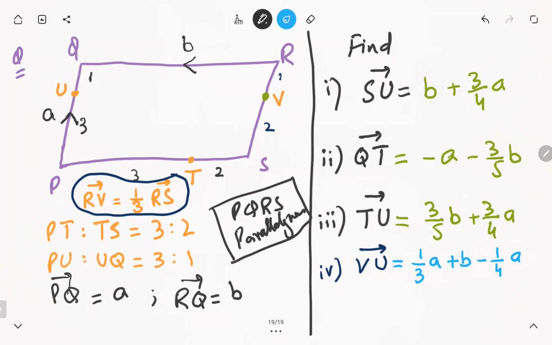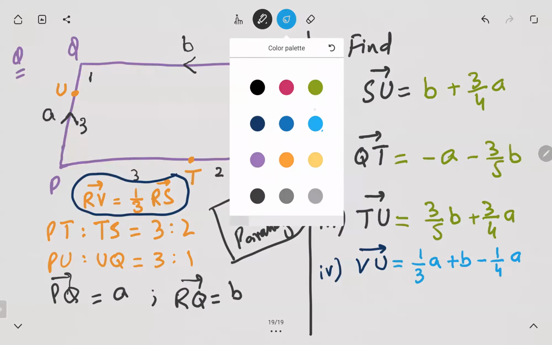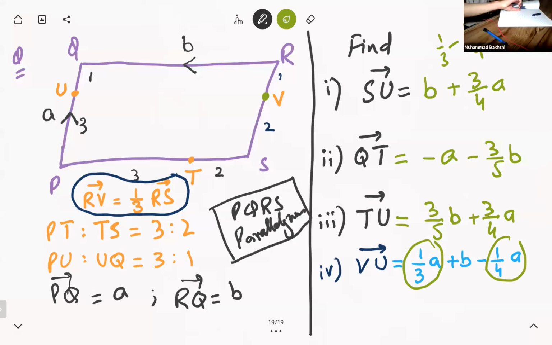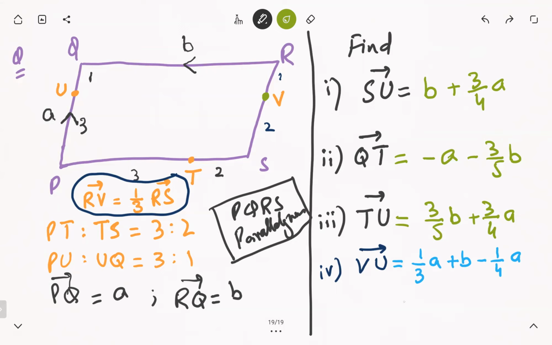क्योंकि ये फाइनल आंसर नहीं, क्योंकि लाइक टर्म्स आ रही हैं इसमें, आपने 1/3a और minus 1 by 4a, मीन LCM ले लें यहाँ पे कि 1/3 minus 1 by 4 कितना होता है? Sir, 1/12a plus b. Yes, 1/12 बन जाता है. सो वो आप लिख सकते हैं 1/12a plus b. This is the vector VU. Is that clear?